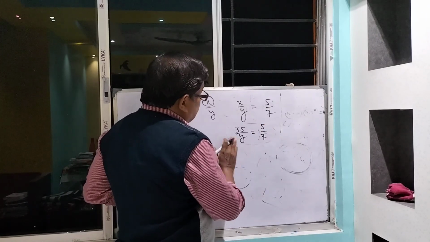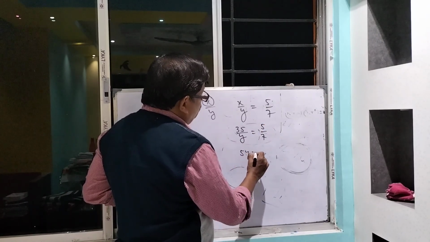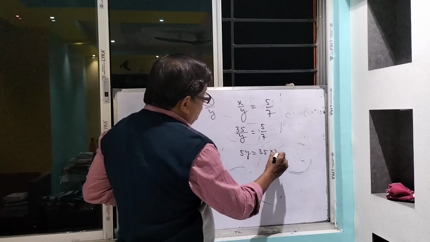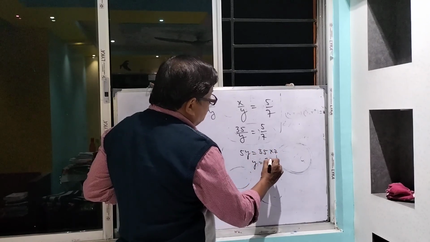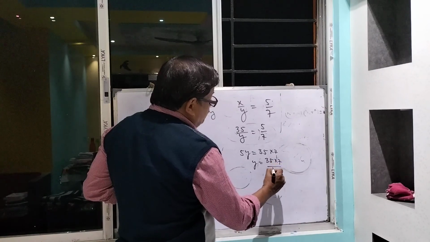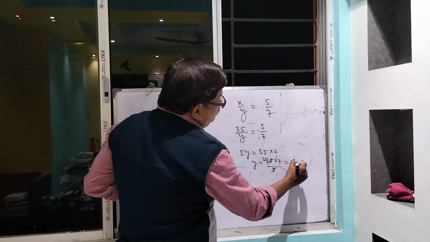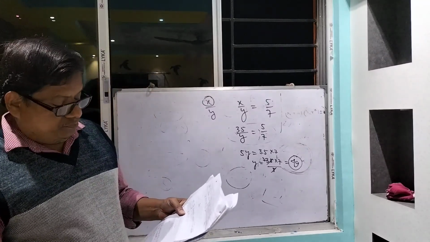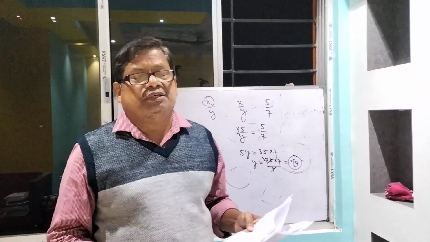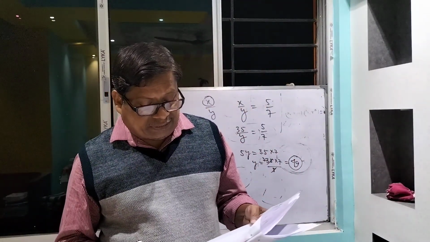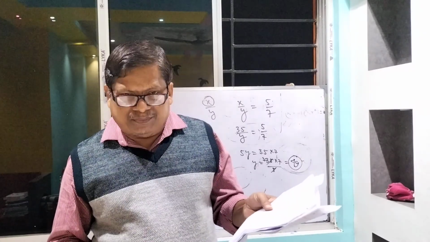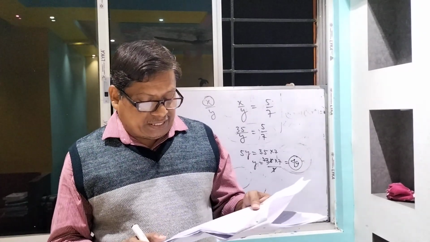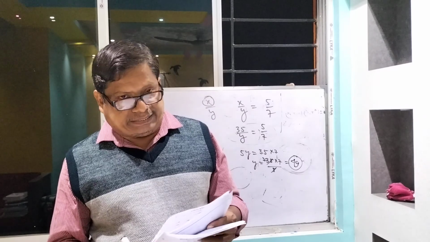So obviously, 5y equal to 35 into 7. So y equal to 35 into 7 by 5. Cancel, so it will be 49. The answer is 49. Understood? The answer will be 49. Here the options are 49, 50, 56, 60. So a very easy sum, maximum students did it. This is the correct answer.